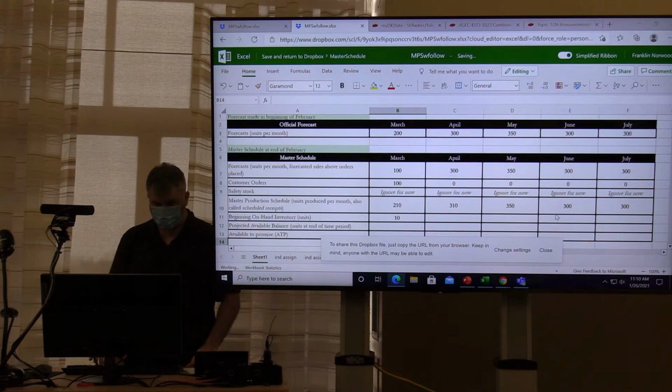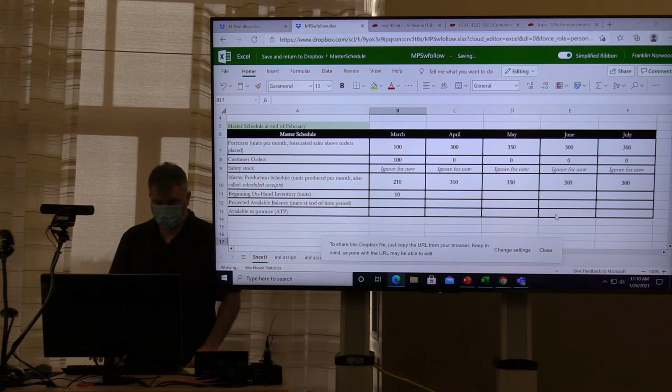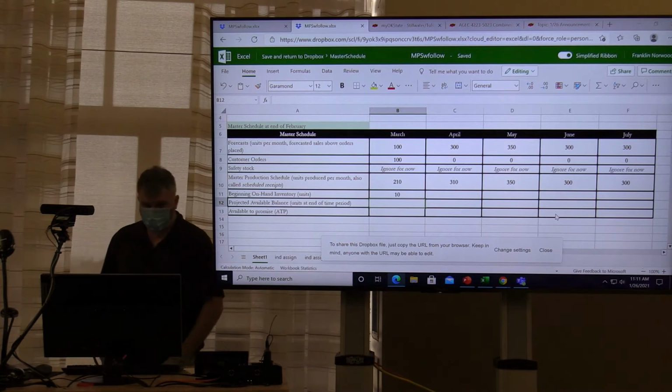All right, now going down here. You've got 10 there. I always have to give you that 10. Now we want to think about what's our projected available balance at the end of March there.